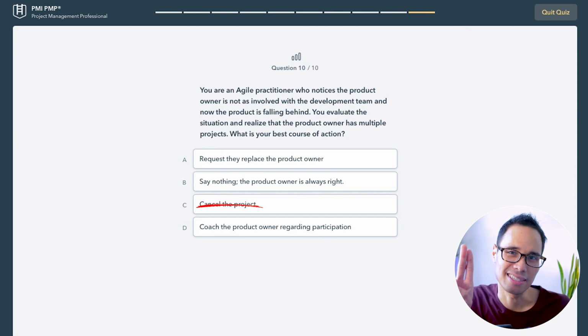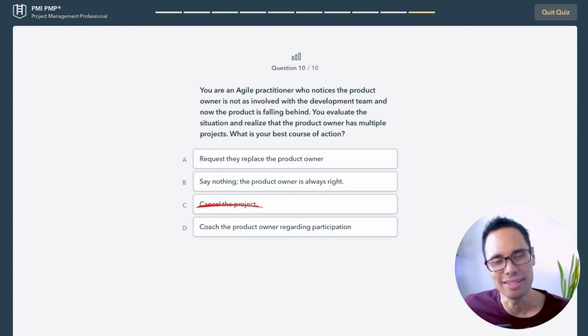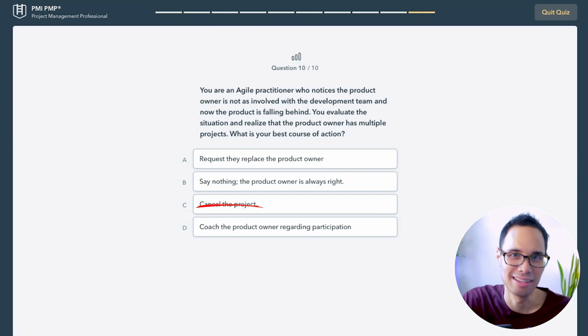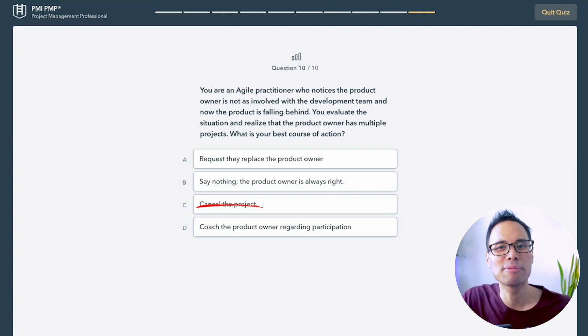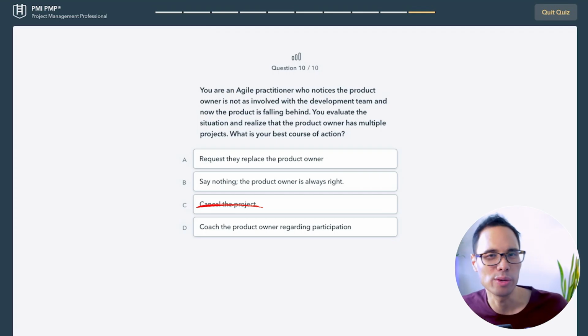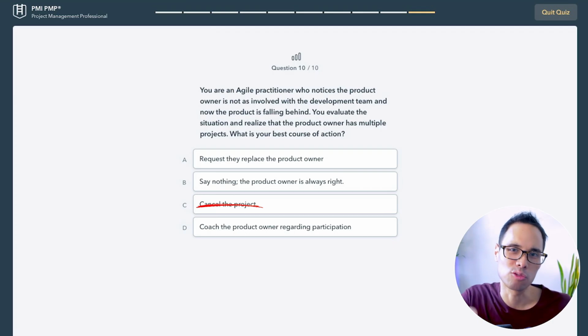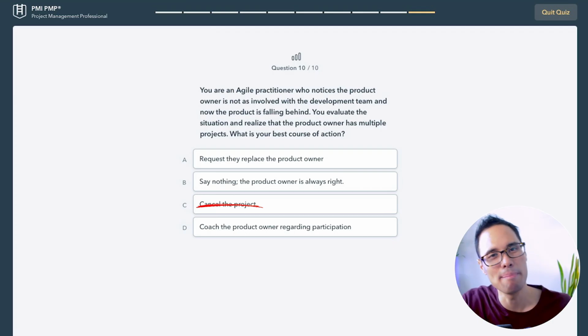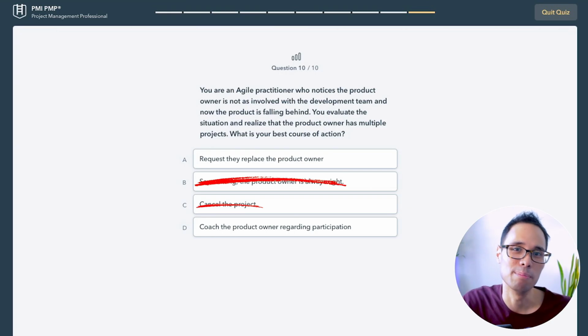Choice B is to say nothing. Seriously, as a project manager, when would it make sense to say nothing? If anything, we should be proactive and we should voice concerns that we have. If you have trouble remembering this, just think of John Mayer's song, Say What You Need to Say. So let's cross out choice B.